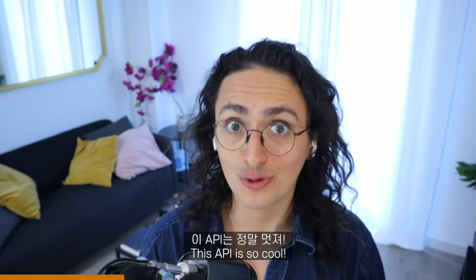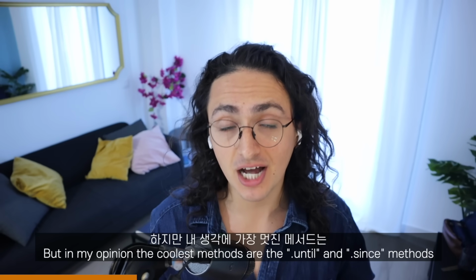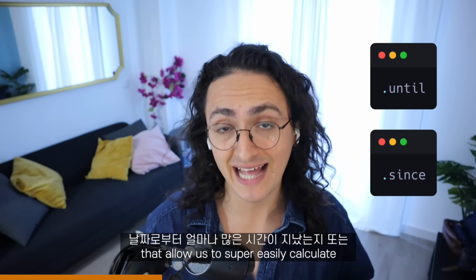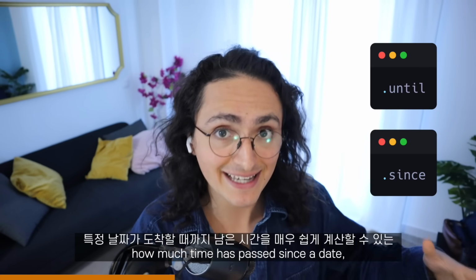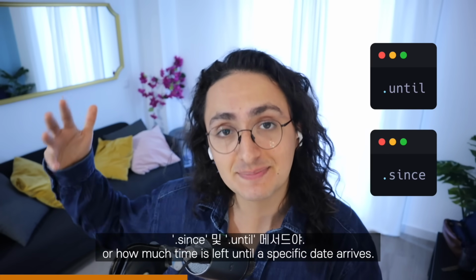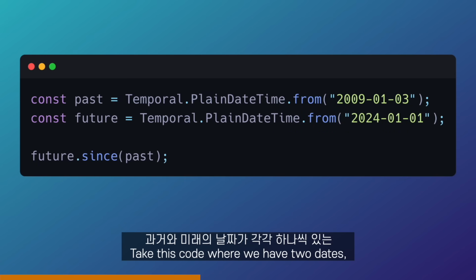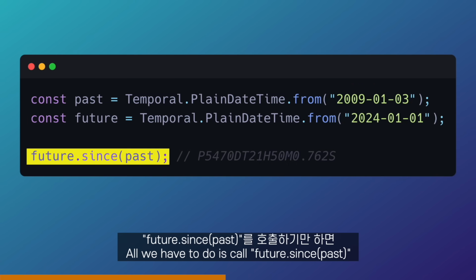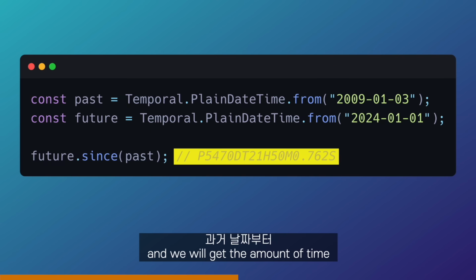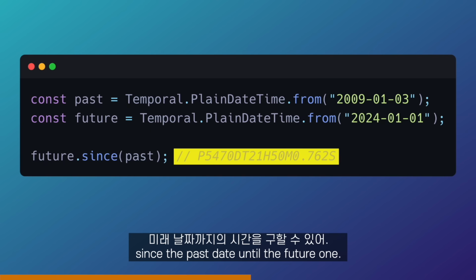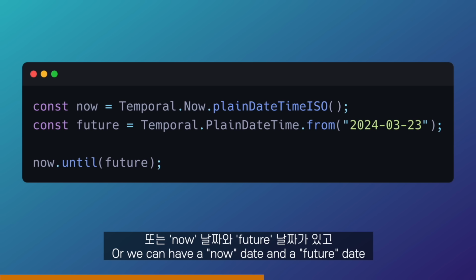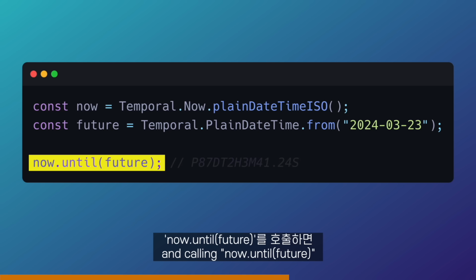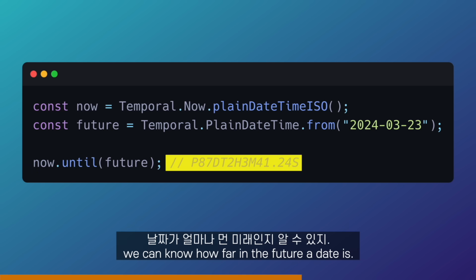This API is so cool, but in my opinion, the coolest methods are the until and since methods that allow us to super easily calculate how much time has passed since a date, or how much time is left until a specific date arrives. Take this code where we have two dates, one in the past and one in the future. All we have to do is call future.since(past), and we will get the amount of time since the past date until the future one. Or we can have a now date and a future date, and calling now.until(future), we can know how far in the future a date is.